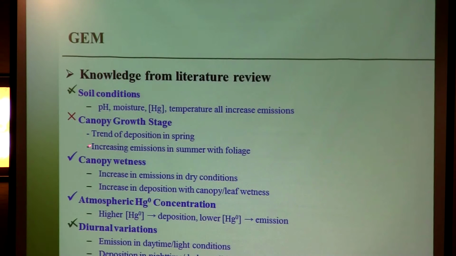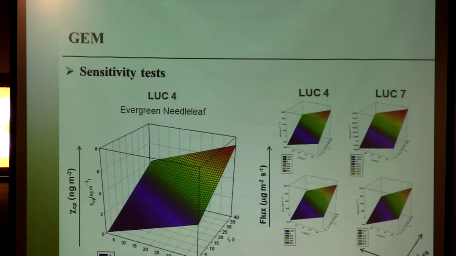But in that model, we can handle most of this except the canopy growth stage, because we haven't included that yet. Apparently, the data shows that in the spring, if the new leaf grows out, there's little mercury inside the leaf. The bidirectional emission is very low. Emission potential is low. But in the fall, once the leaf accumulates a large amount inside the leaf, then the emission potential is high. We haven't considered that. But all the other factors are basically in the model.